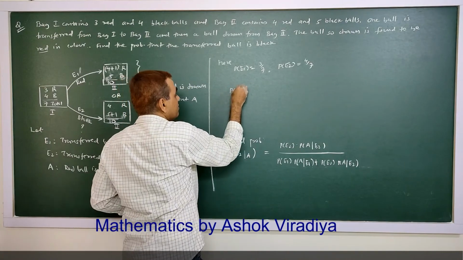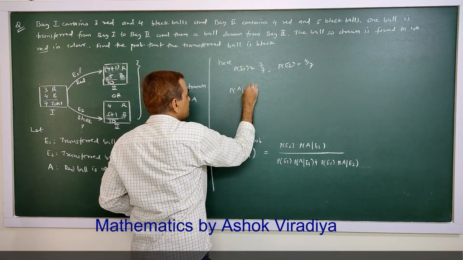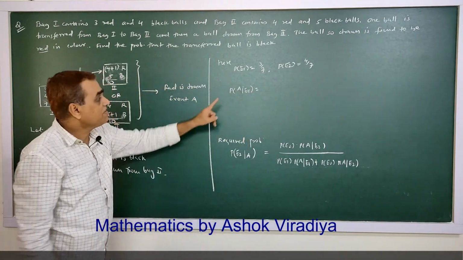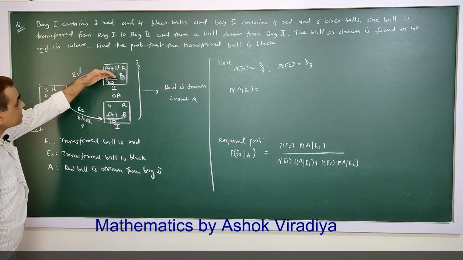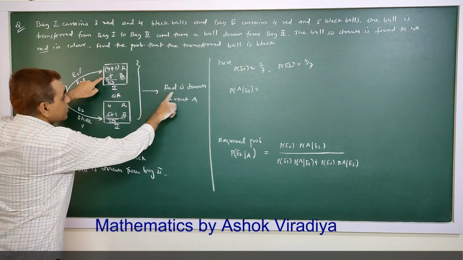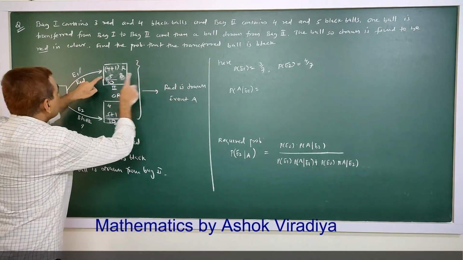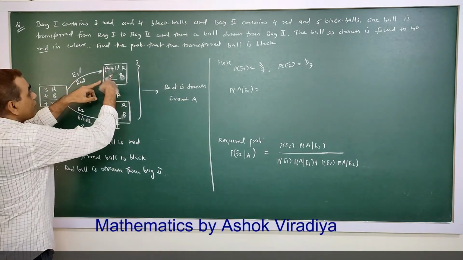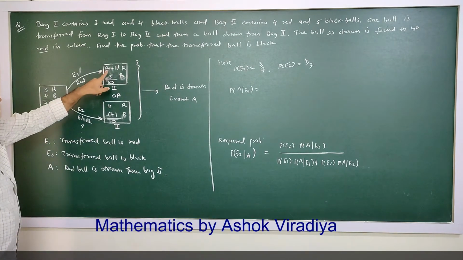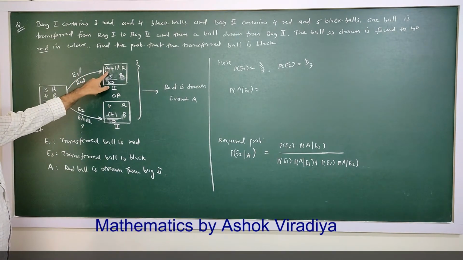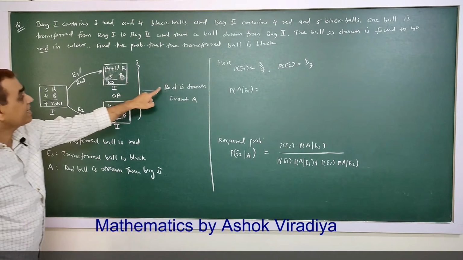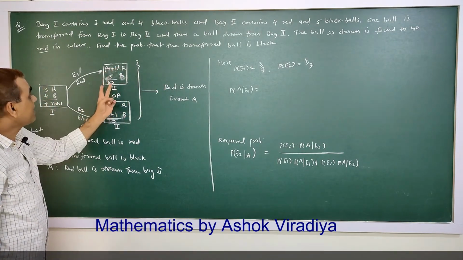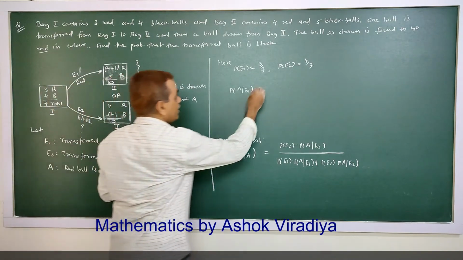P of A by E1. If E1 occurs, probability of A. If E1 occurs, then probability of this action. So if E1 occurs, take a red ball from bag 2. So now if red ball is transferred, there are 5 red balls, and again take red, so 5 by 10.